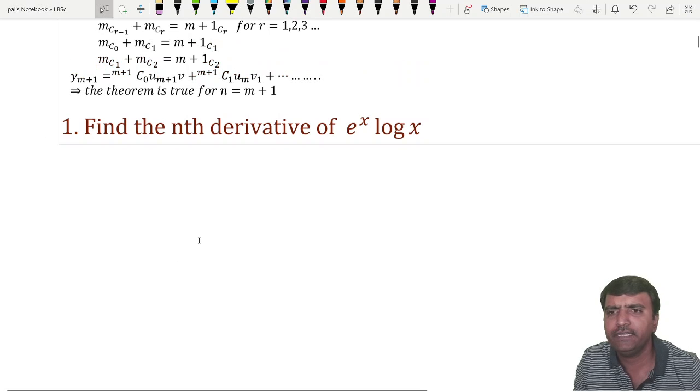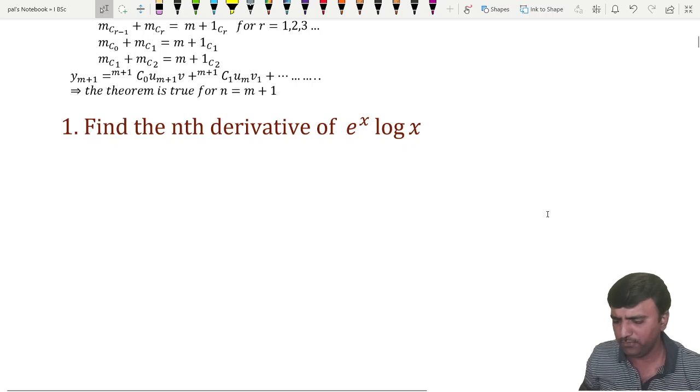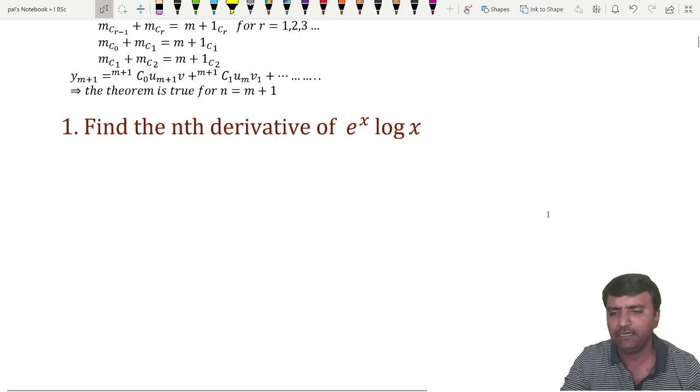Already I told you how to find the nth derivative of e to the power of x into log x. Here, to find its nth derivative, we can apply the Leibniz theorem. What is that Leibniz theorem and how can you use it to solve this type of problem? Let us see how it is.